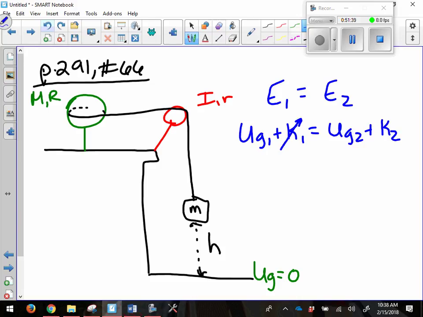Everything starts from rest, so there's no initial kinetic energy. Yes, with the caveat, I am in fact going to make that equal to 0, because the potential energy of the mass will be 0. The potential energy of the pulley and the sphere will not have changed. They will have the same amount of potential energy initially as they do finally, and they only have potential energy because there's some distance above where I set the gravitational potential energy to be equal to 0. Okay?